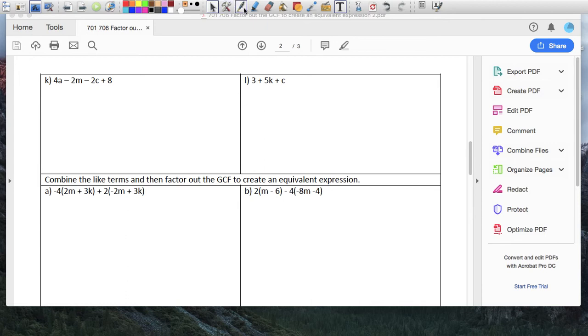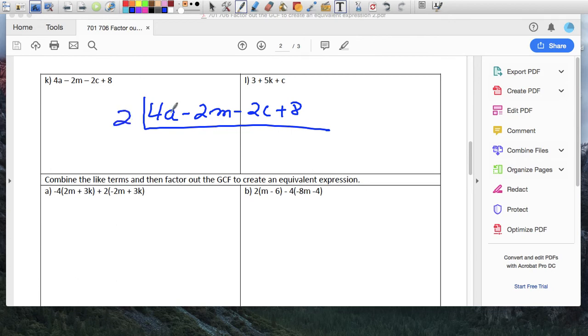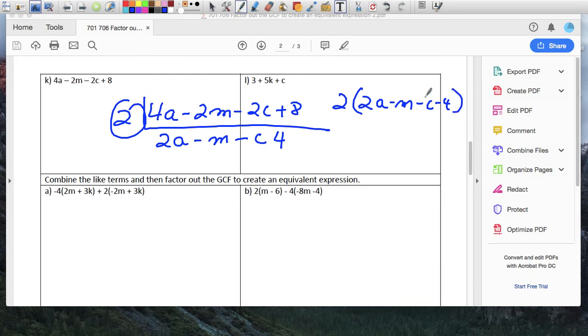We have a few more. So 4A minus 2M minus 2C plus 8. Pull out a 2. 4 divided by 2 is 2A. 2 divided by 2 is 1M, or just M. 2 divided by 2 is C, or 1C. And 8 divided by 2 is 4. This is my GCF. So I get 2A minus M minus C plus 4.